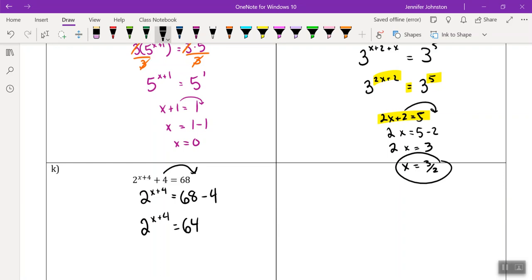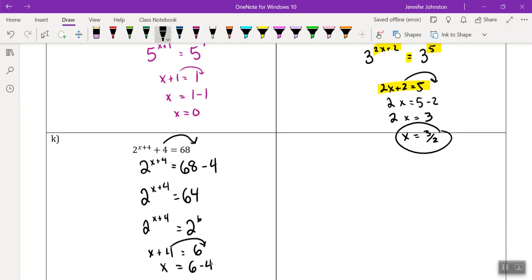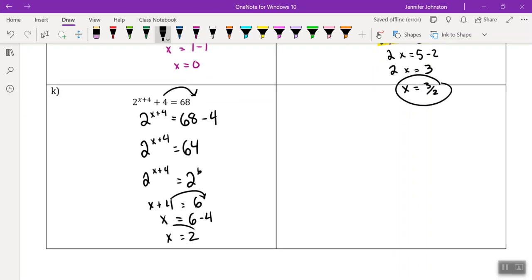That's 2 to the power of something. What's that? 2 to the power of 6. So 2 to the power of x plus 4 is equal to 2 to the power of 6. What plus 4 is 6? Hopefully you got that by now. If not, you can write it down and move that 4 over to get 2.